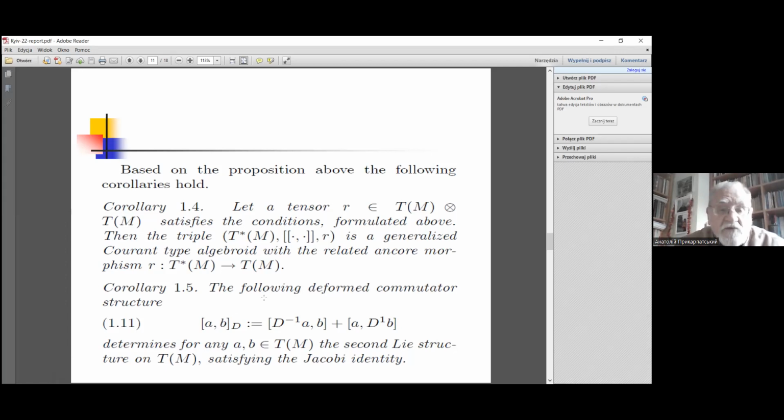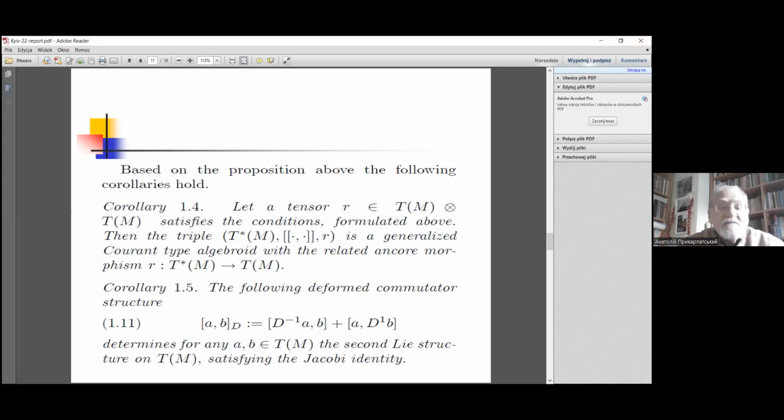Corollary, the second corollary: the following deformed commutator structure, L_A D equals this expression 11, determines for any A and vector fields N and B a second Lie structure on the tangent space, naturally satisfying the Jacobi identity.